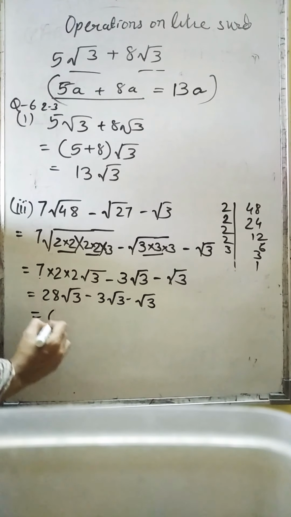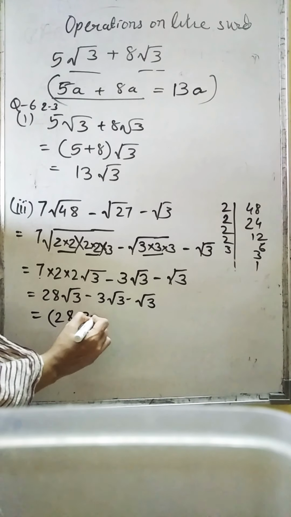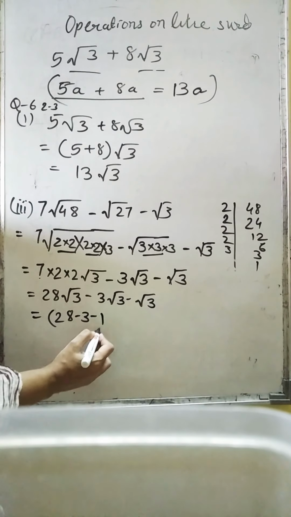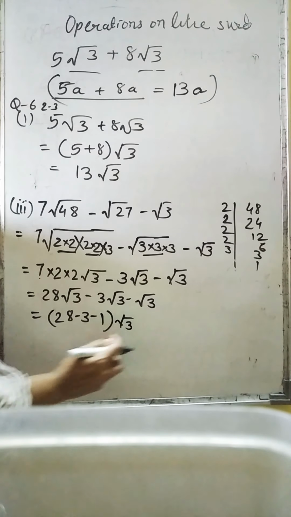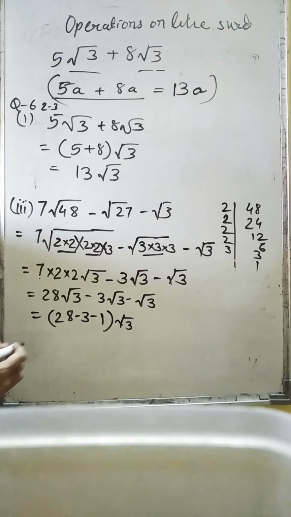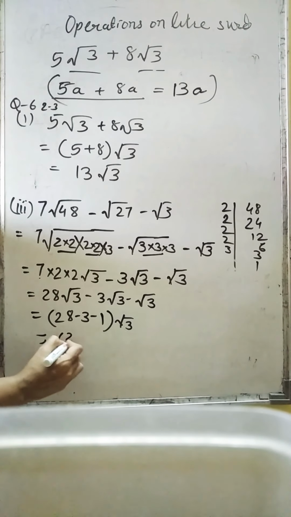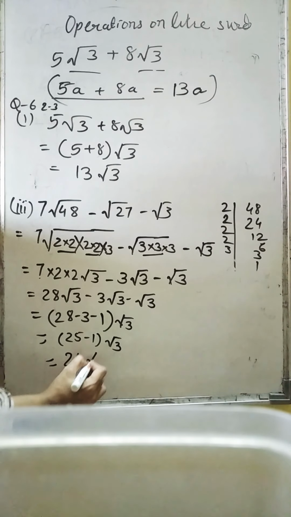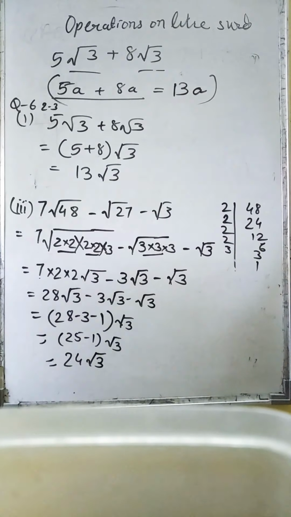So we can add them. So how will you do it? 28 minus 3 and minus what here? What should I write here? It is 1 time root 3, na? So I should write down 1. See, when you open the bracket, it is giving this 1 into root 3, root 3. Correct? So 28 minus 3 is 25 and then minus 1 still, so it comes out to be 24. So 24 root 3 is the answer. Is it clear? Any query in this?